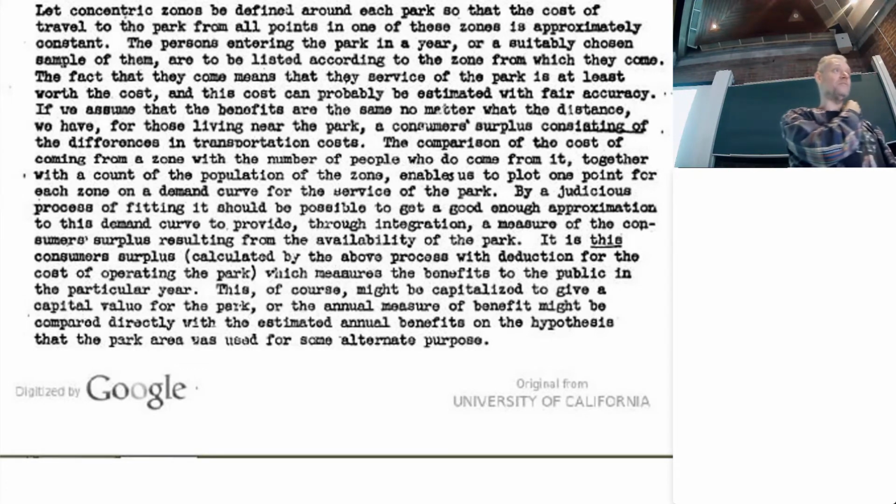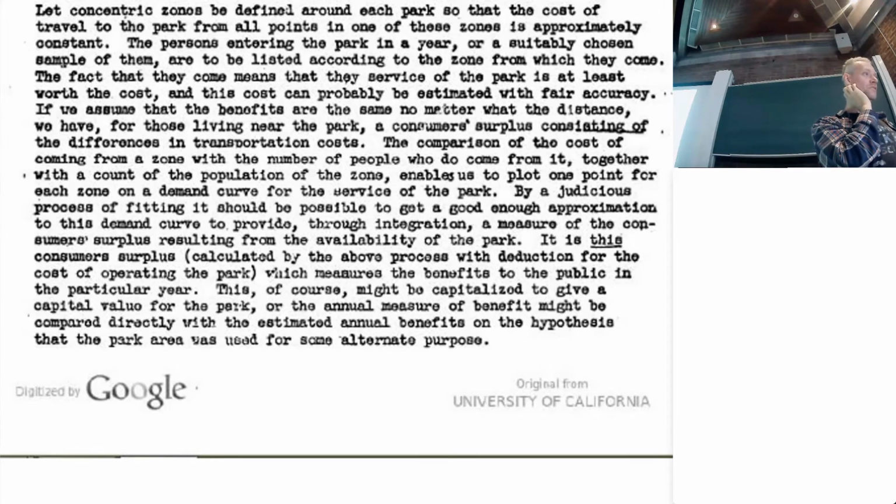The fact that they come means that the service of the park is at least worth the cost, and this cost can probably be estimated with fair accuracy. If you assume that the benefits are the same no matter what the distance, we have, for those living near the park, a consumer surplus consisting of the difference in transportation costs, and then his grammar is wrong again. The comparison of the cost of coming from a zone with the number of people who do come from it, together with a count of the population of the zone, enables us to plot one point for each zone on the demand curve for the service of the park.